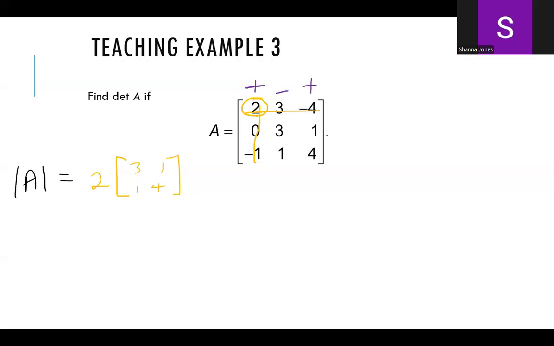Okay. And then the next one, but remember, the first is positive, the next is going to be negative. My second element, which is 3, that second element is in row 1, column 2. So those are its cofactors. And what I'm left with is going to be 0, 1, -1, and 4.